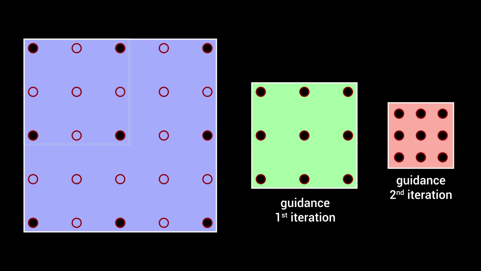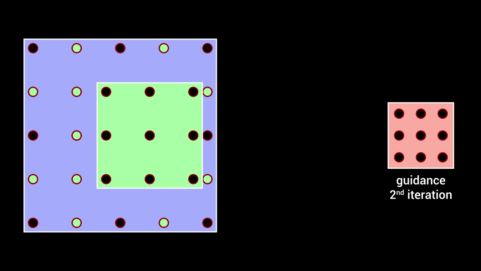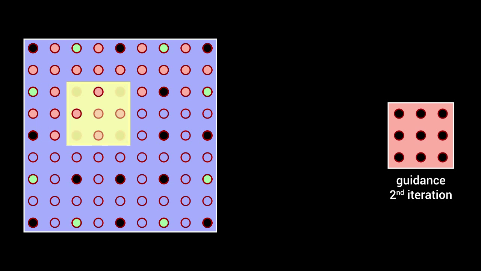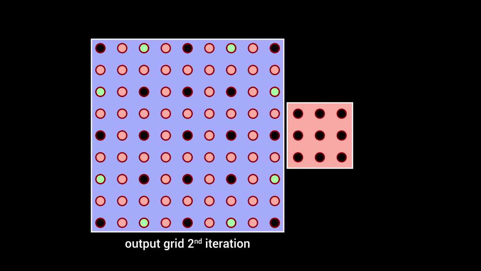In our example, the 3x3 input grid is upsampled to a 5x5 output grid, as previously explained. In the second iteration, the 5x5 grid is upsampled to the final 9x9 output grid. For the second iteration, 16 UV coordinates share the same patch sampling structure.